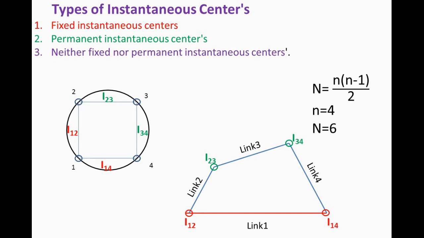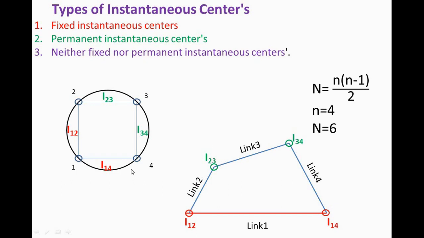Now still, out of 6 we have located only 4 instantaneous centers. I12 and I14 are the 2 fixed instantaneous centers. I23 and I34 are the permanent instantaneous centers. Now the third kind is the neither fixed nor permanent instantaneous centers. We need to locate them. So 2 instantaneous centers still need to be located.